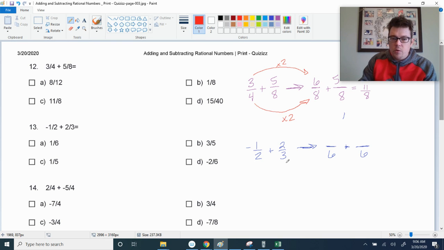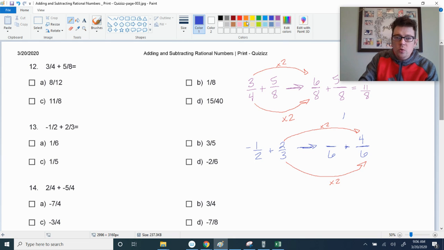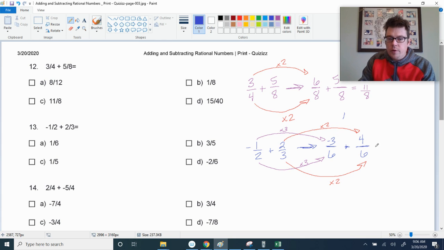So we ask ourselves, well, what did we do to that 3 to get 6? Well, we doubled it. So we need to double the 2. And that gives us 4. And then we ask ourselves, what did we do to the 2 to get to 6? Well, that was a triple. 2 times 3 is 6. So we need to triple the -1. And -1 tripled is -3. So we have our new situation over here.